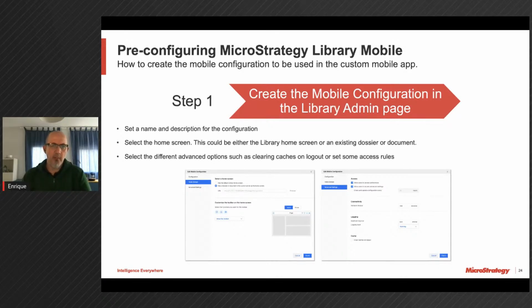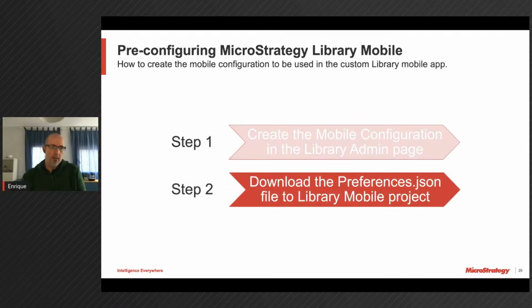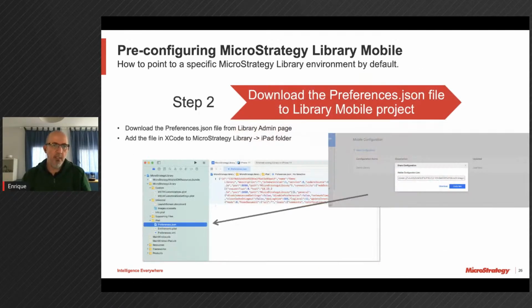First step, create a mobile configuration in the library admin page. We need to go to Mobile Configuration tab in Library admin page, then select the options and advanced options we want to add to our application, such as home screen, clearing caches, etc., and save it. The second step is to download all these options in a JSON file.